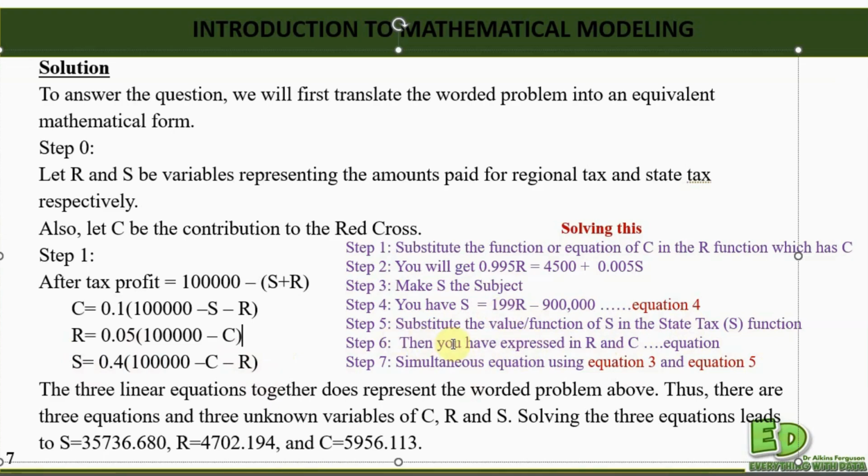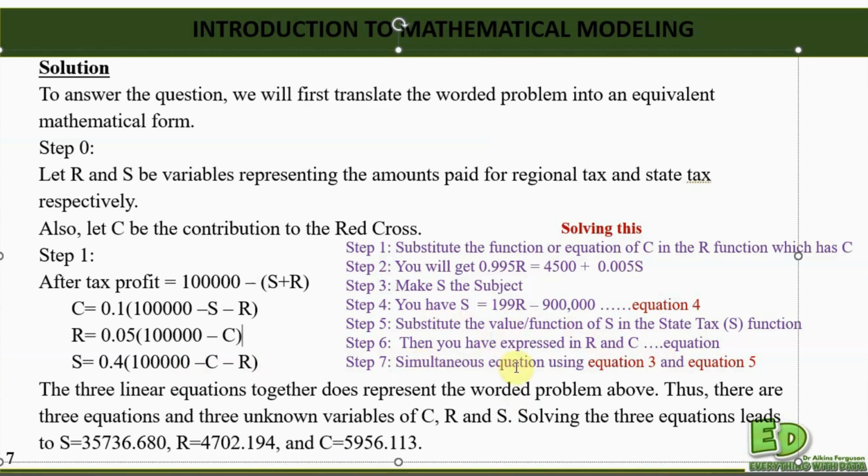Then what you do is that you have expressed in R and C the equation that you have, right? So you just put, you see here it is S is equal to 199R minus 900,000, right? And then you are going to substitute the function of the state tax, which is 0.4 into brackets 100,000 minus the contribution to Red Cross minus the regional tax into this function you have here, right?